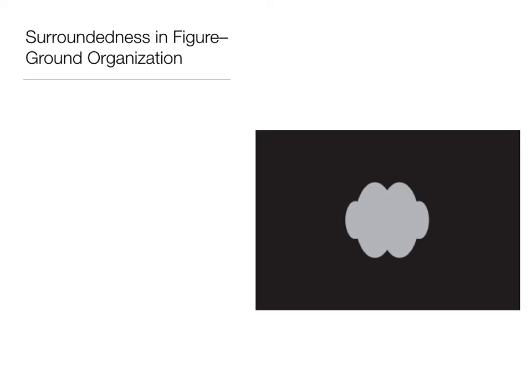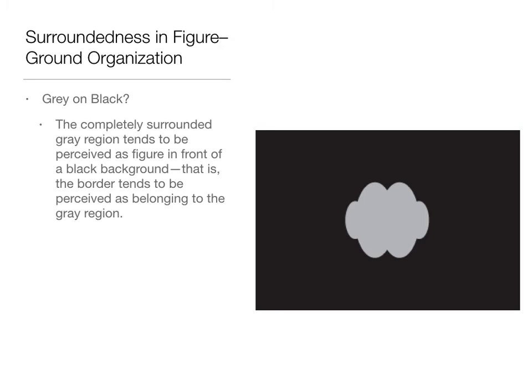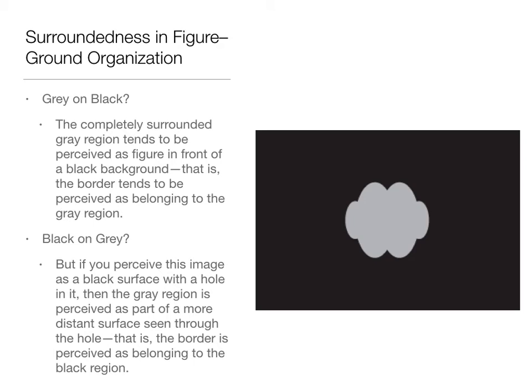Another principle is surroundedness. So when you look at this image, do you see a gray cloud on a black background? Then you're going to perceive the borders between the gray and the black as belonging to the cloud. But if you say that no, this is a black image on top of a gray background that has a cutout in the center of it, you're going to say that those edges belong to the black background. And again, that's on top of that gray surface.